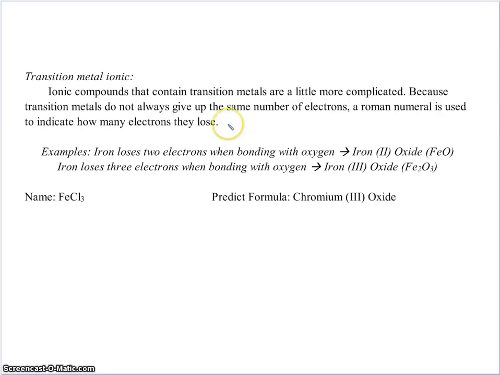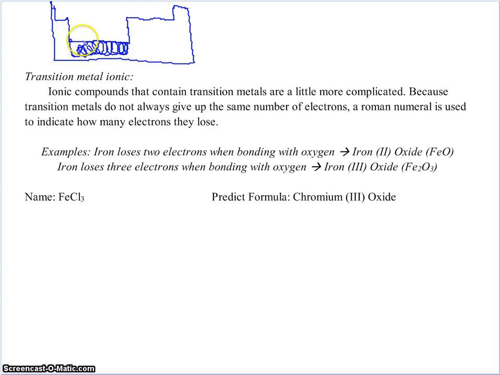Let's keep reading. Transition metal ionic. Ooh. So remember the transition metals, if we have the periodic table, is the block right here, in between group 2 and the nonmetals. Ionic compounds that contain transition metals are a little more complicated. Good, we like a challenge. Because transition metals do not always give up the same number of electrons. Right, that's why we skipped the valence electrons. A Roman numeral is used to indicate how many electrons they lose.